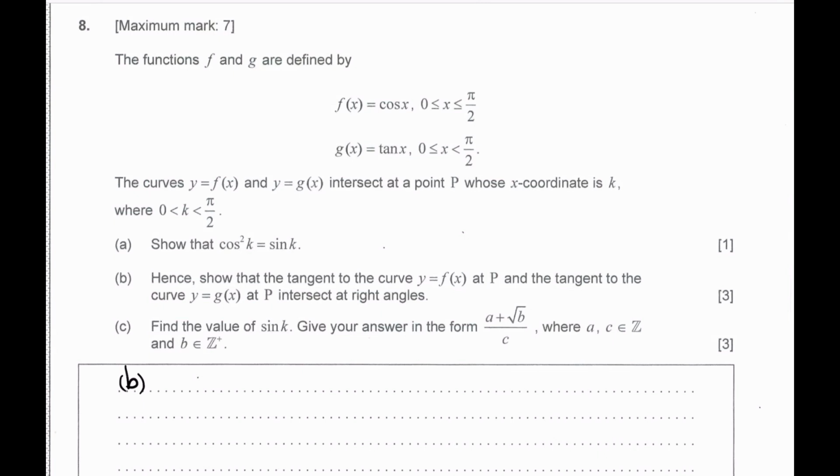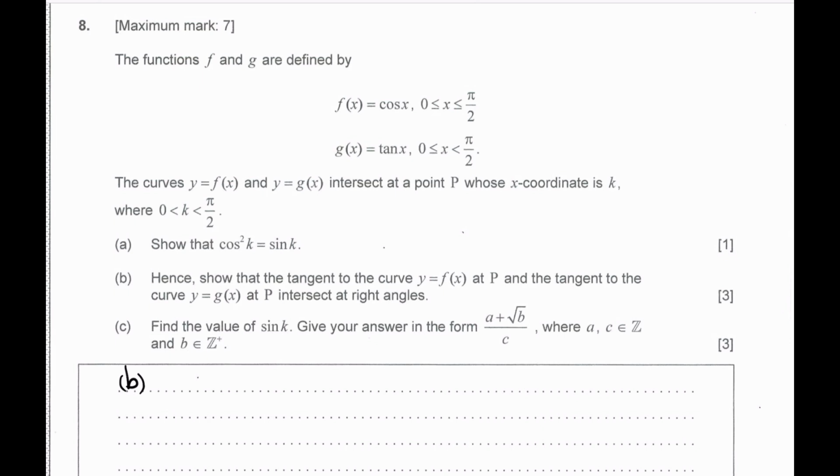Okay, in this video, we're gonna solve part B of question 8. In this part, we want to show that the tangent to the curve y equals f of x at P and the tangent to the curve y equals g of x at P intersect at right angles.